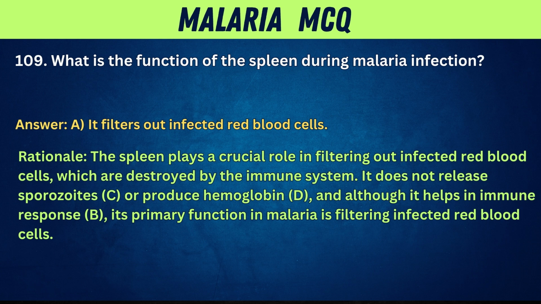Rationale: the spleen plays a crucial role in filtering out infected red blood cells, which are destroyed by the immune system. It does not release sporozoites, C, or produce hemoglobin, D, and although it helps an immune response, B, its primary function in malaria is filtering infected red blood cells.